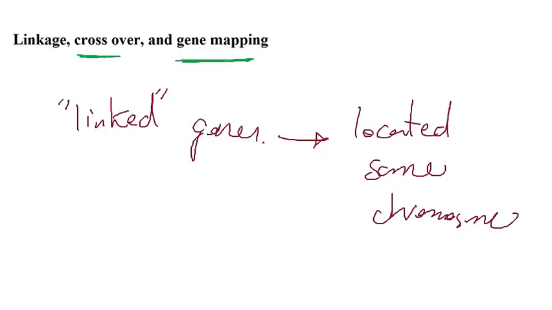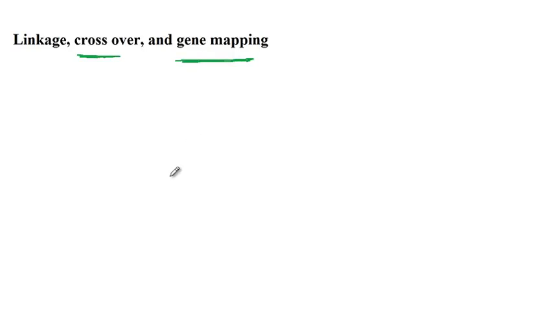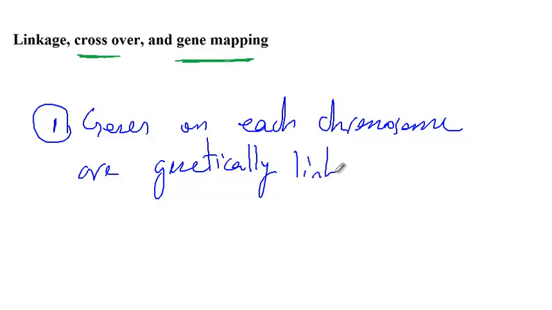And so the 2 conclusions that Thomas Morgan came to by studying Drosophila melanogaster, which is the other name for the fruit fly, were that number 1, genes on each chromosome are genetically linked. And then his second conclusion was that Mendel's principle of independent assortment only applies to chromosomes.